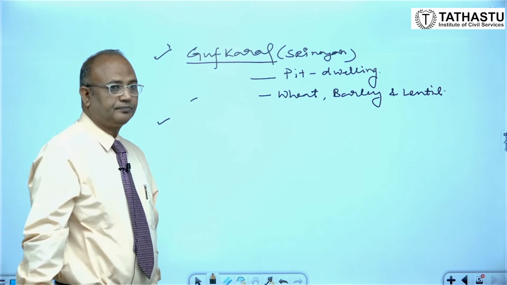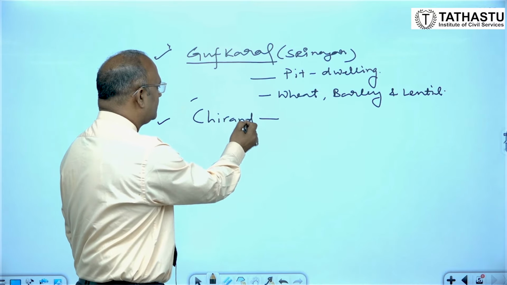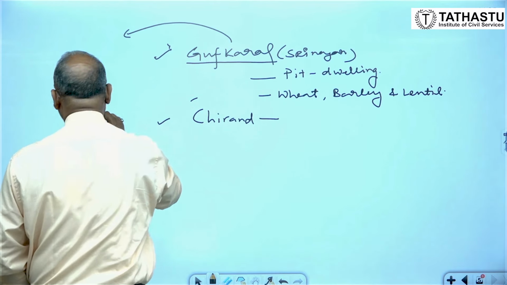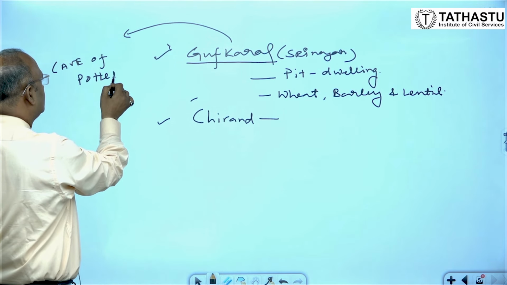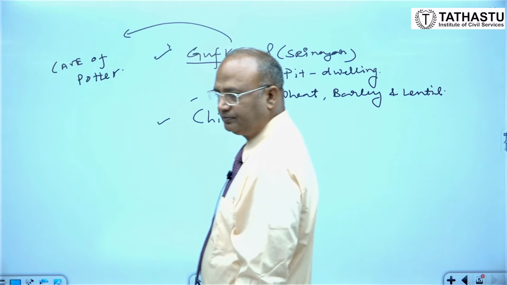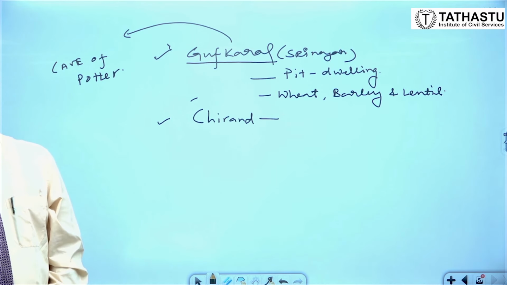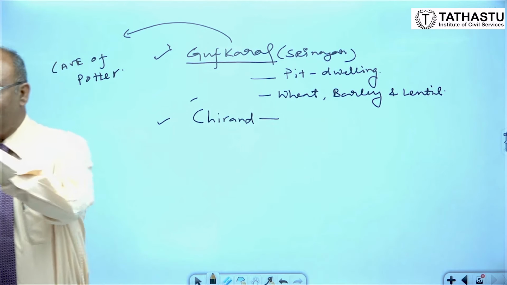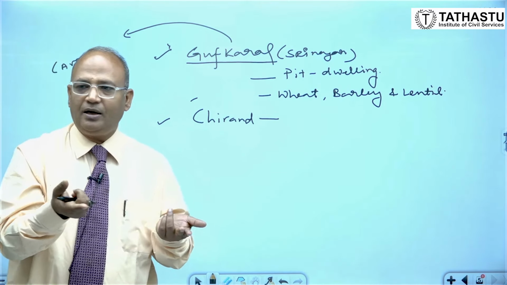How many sites have we written? One more site: Chirand. Gufkral literally means cave of the potter. These names have all been given by historians. It is not that the Gufkral site had a notice board saying, this is Gufkral, this is Mohenjo-daro, this is Harappa, this is Lothal, this is Ropar. No, these names were all derived by historians.